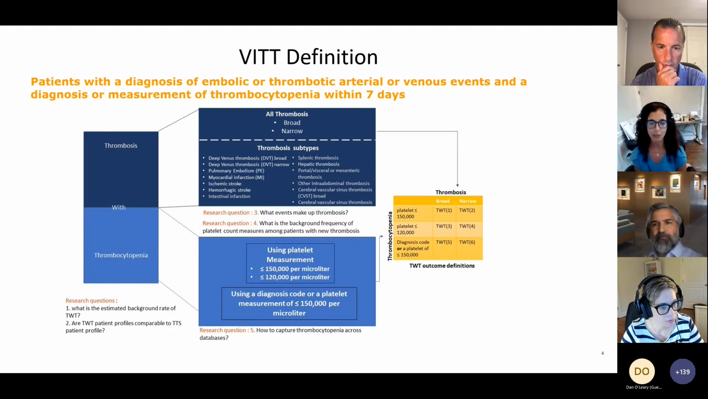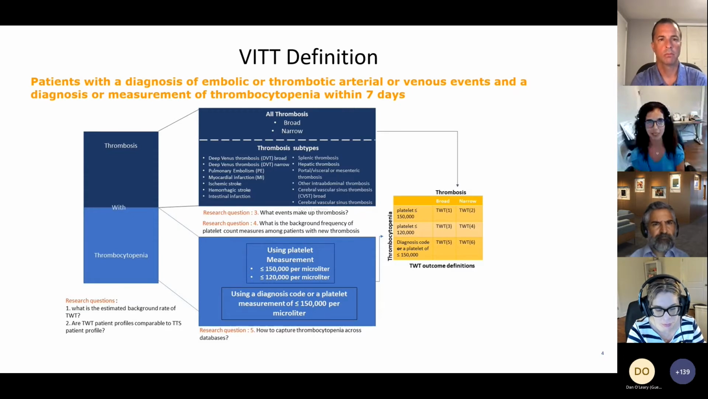Now, how did we come to define the co-occurrence of thrombosis with thrombocytopenia? For thrombosis, there are multiple different types that can happen. And so one train of thought was those VATT cases or TTS cases usually have a very rare kind of thrombosis, something like splenic thrombosis, hepatic thrombosis. A lot came with cerebral venous sinus thrombosis, a very rare case of stroke in the brain.